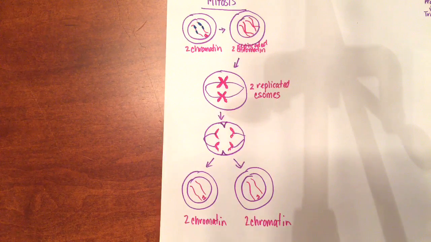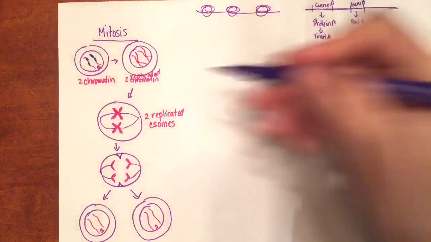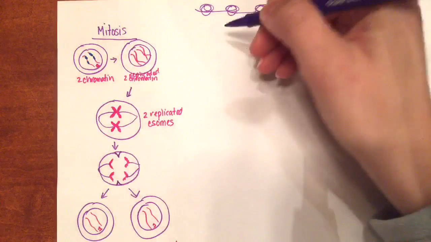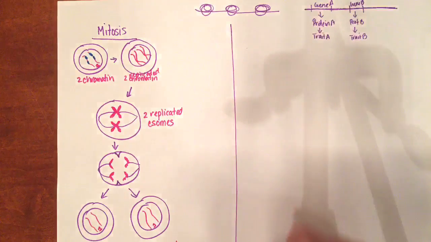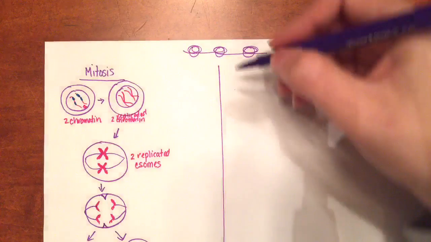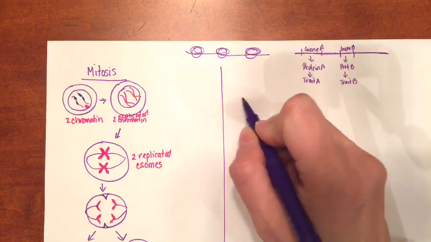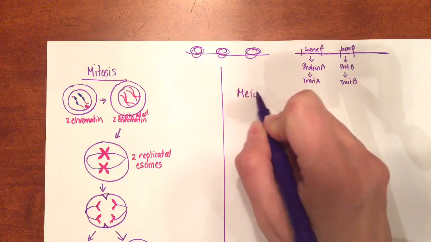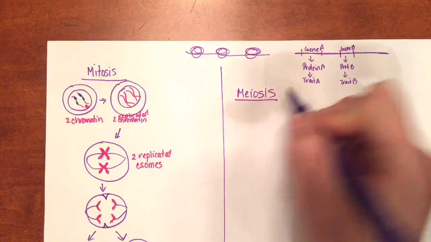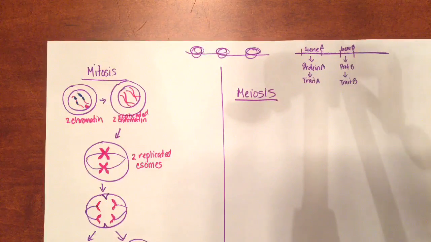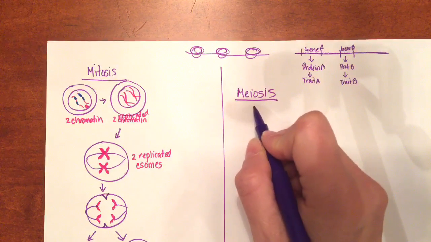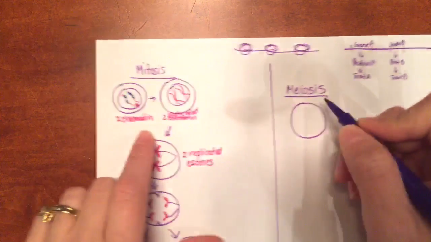So that's what we're going to look at here. I did mitosis, now we're going to look at meiosis. So I'm going to draw a little line here and write meiosis. Okay, so in meiosis, we start out, the cell looks the same as over here in mitosis.